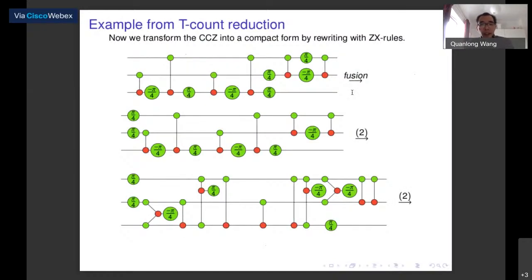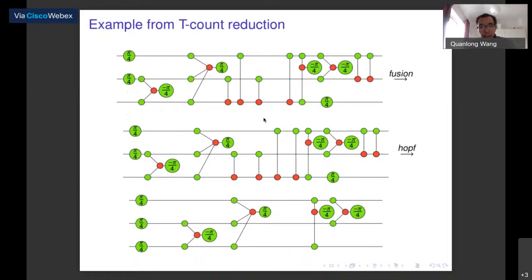With these rewritings, we can simplify the CCZ gate. This is the standard one. Then we use fusion to move the pi/4 phase through the green nodes, and then here we use the technique of CNOT commuting with the phase gadget. In this way, we can do fusion and commute. The basic idea is to put all the CNOTs together. The same CNOTs can cancel out. And then finally, you will get a very symmetric form of the CCZ gate.